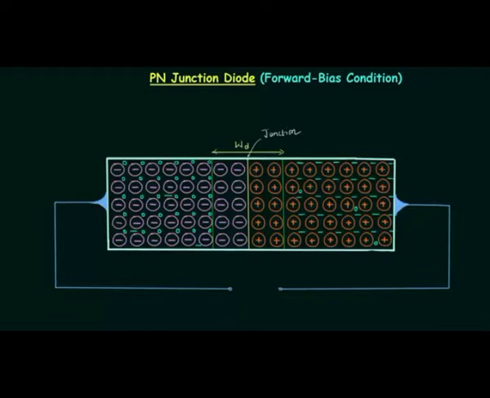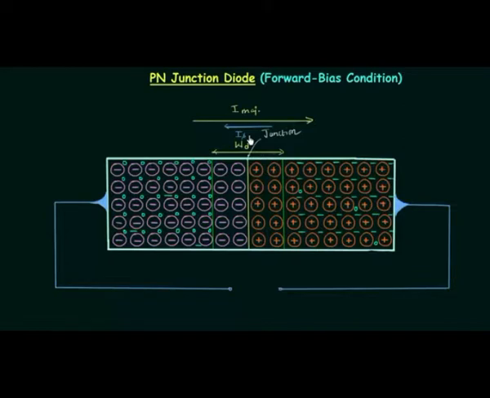And we have diffusion current from left to right. I will call it I majority, and we have reverse saturation current from right to left. This is I subscript S, and reverse saturation current is due to the minority charge carriers.